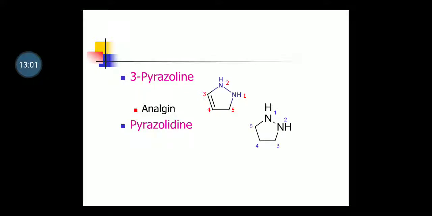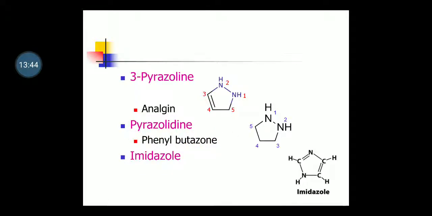Next, pyrazolidine. Again we make a change: pyrazole with only one double bond is pyrazoline. If there is no double bond in pyrazole, it becomes pyrazolidine. The E of pyrazole is replaced with IDNE. IDNE means there is no double bond, and it is derived from pyrazole, because in pyrazole there are 2 nitrogens at relative positions 1 and 2. Here again the relative positions are 1 and 2, but there is no double bond, so it becomes pyrazolidine. Phenylbutazone is an analgesic which has this pyrazolidine ring in its structure.